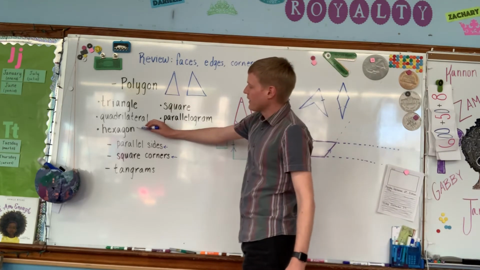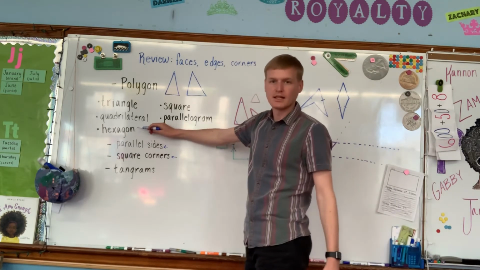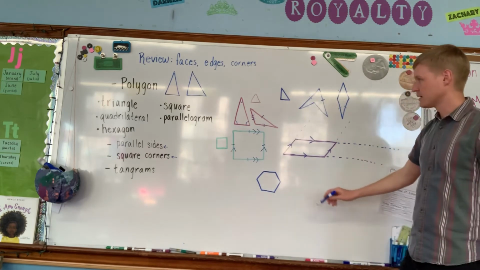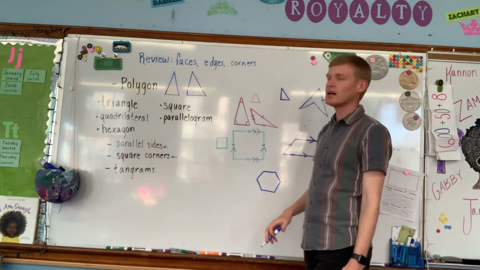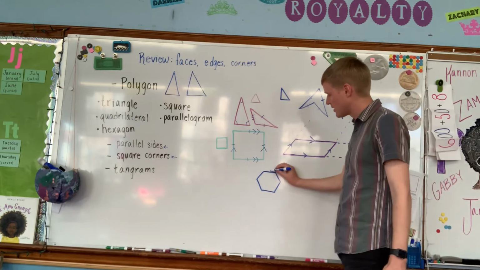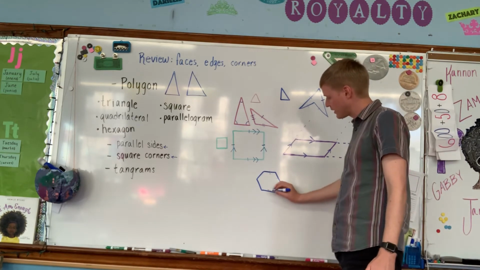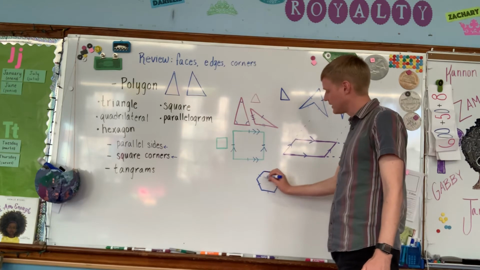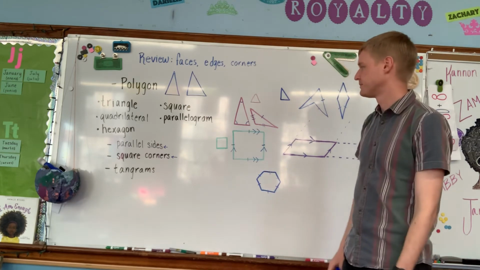All right, the last polygon that we're going to go over is a hexagon. So this is a hexagon, and a hexagon is a polygon with 6 sides. So a hexagon has 1, 2, 3, 4, 5, 6 sides.